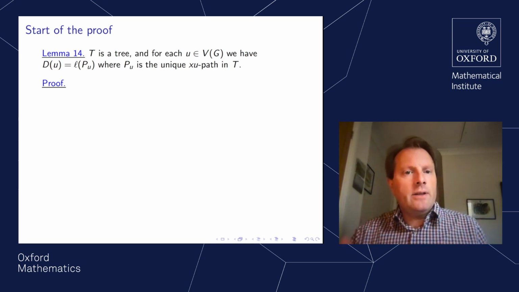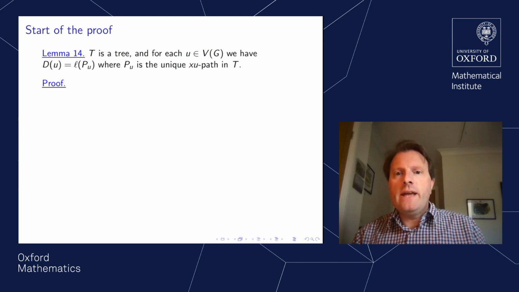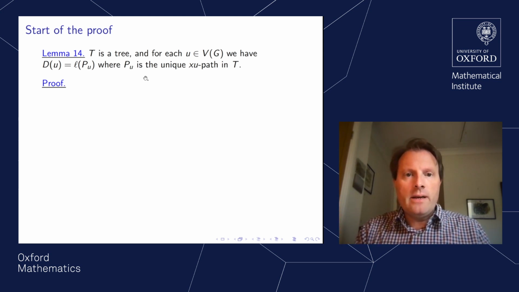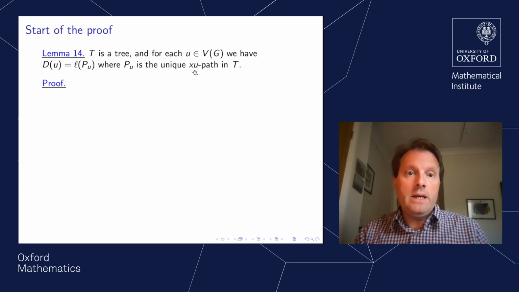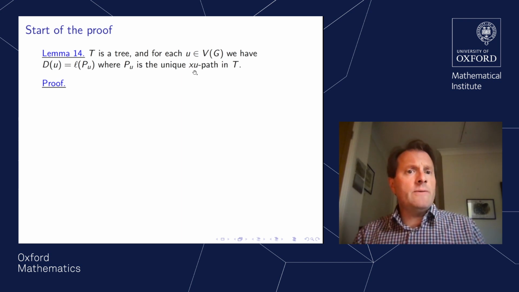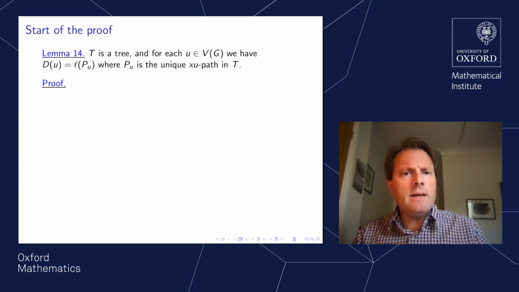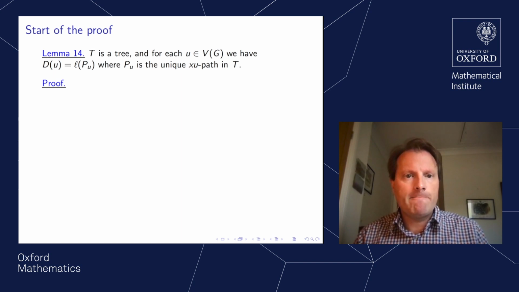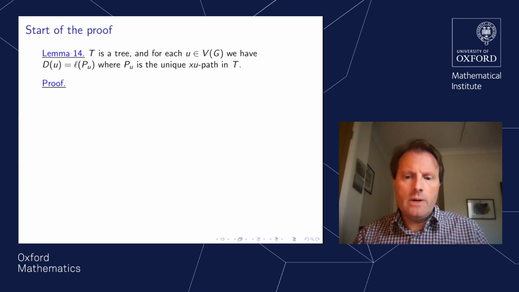So the final thing that we claim is that the shortest way of getting from U to X is by following this unique path, PU. We haven't proved that, and this lemma isn't claiming that yet. What it's claiming is that D of U is the length of that path PU in T. Okay, so let's prove this lemma.